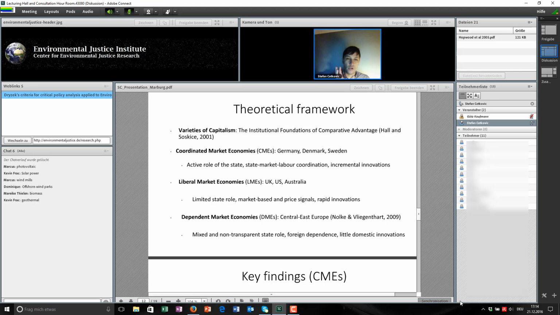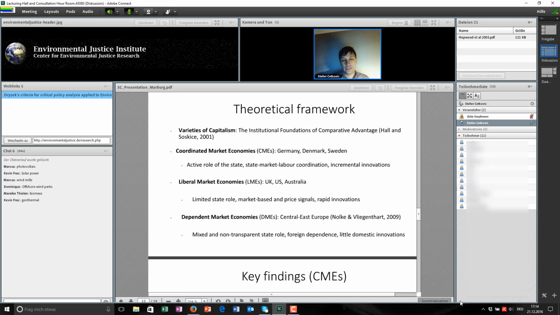This model of capitalism is characterized by an active role of the state. So you have close state-market labor coordination, a strong role of labor unions, but also coordination between the state and the industry. In terms of technological development, these countries place more emphasis on incremental innovations, a stepwise development of existing sectors and technologies. So this is one model.